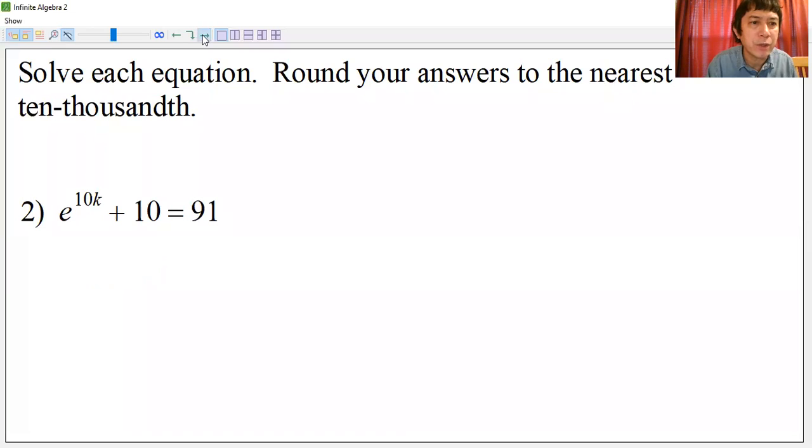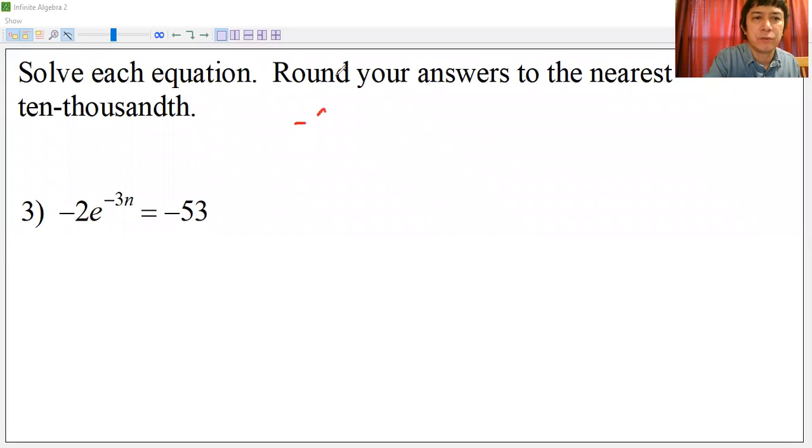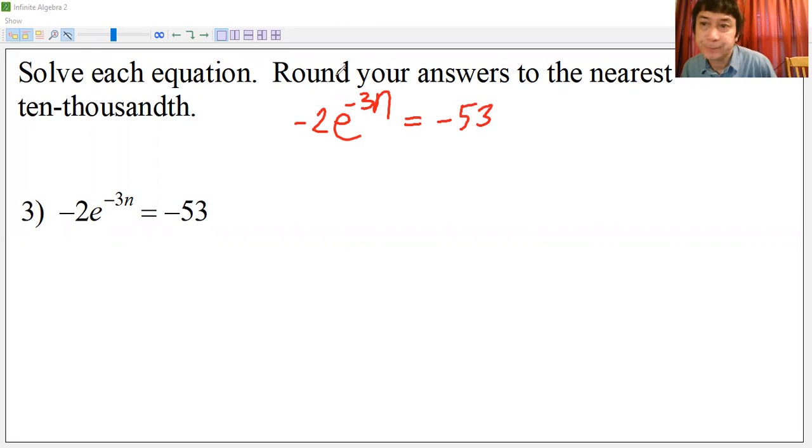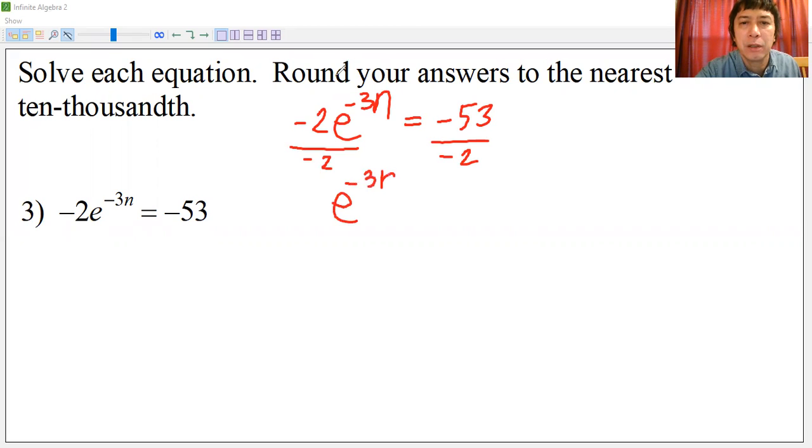Let's have number 3. Solve each equation. Round your answers to the nearest 10,000th. Here's the given: negative 2 times e to the negative 3n is equal to negative 53. First we divide both sides by negative 2. And so the left side, we will just have now e to the negative 3n.